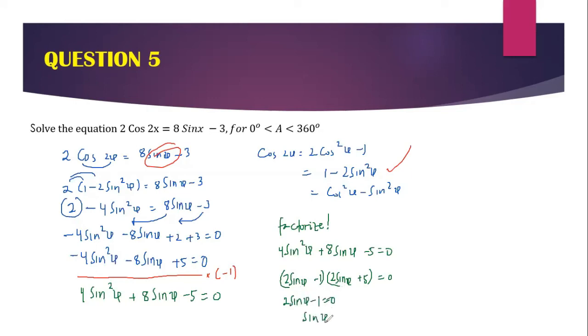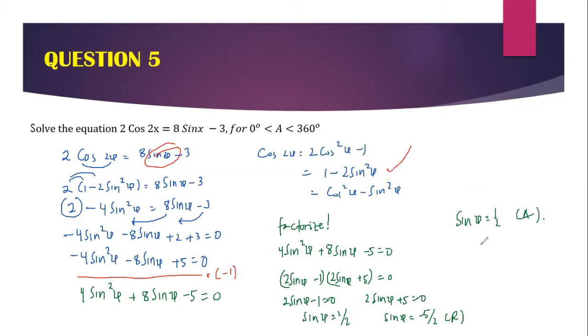So sine x is a half. And the rest, 2 sine x plus 5 equals 0, so sine x equals minus 5 over 2. Rejected. Why rejected? Because the sine value has a maximum of only 1 and minus 1, right? So the accepted value is sine x equals half.